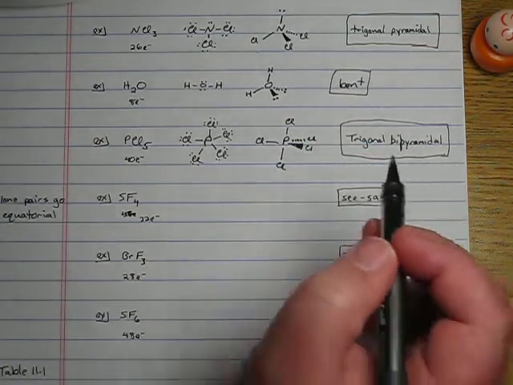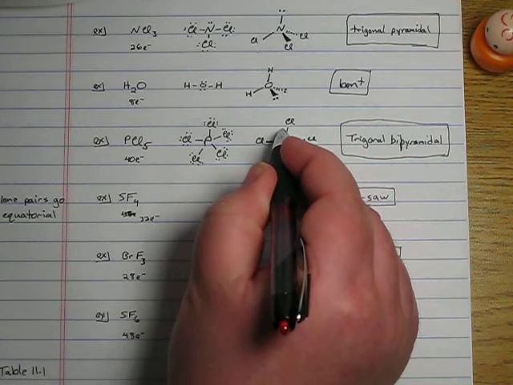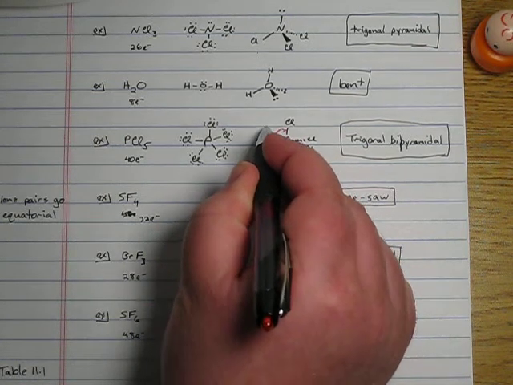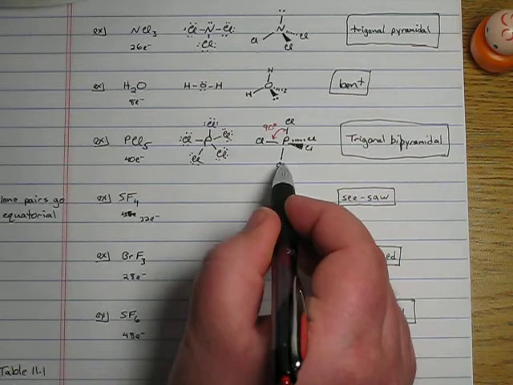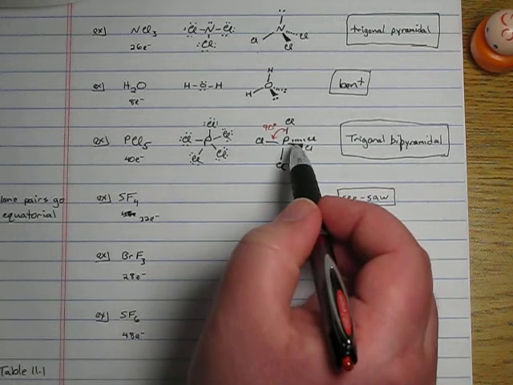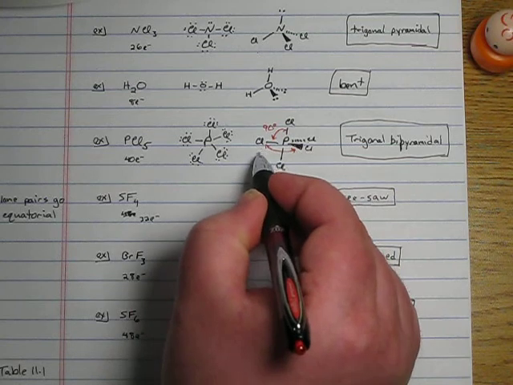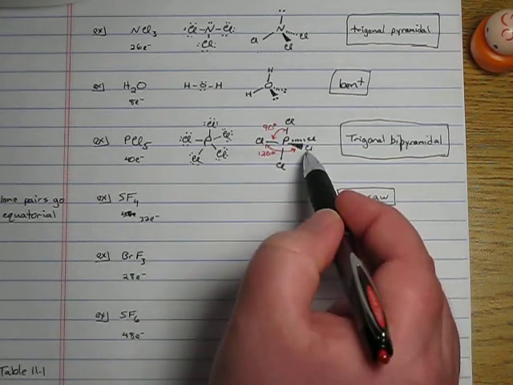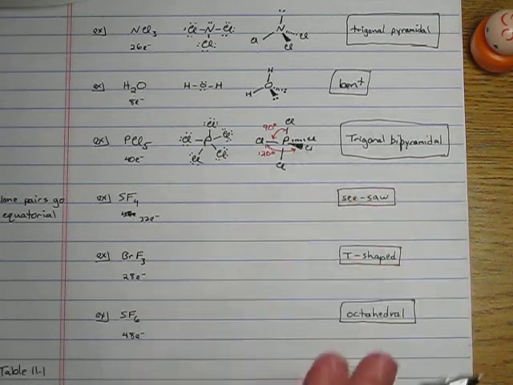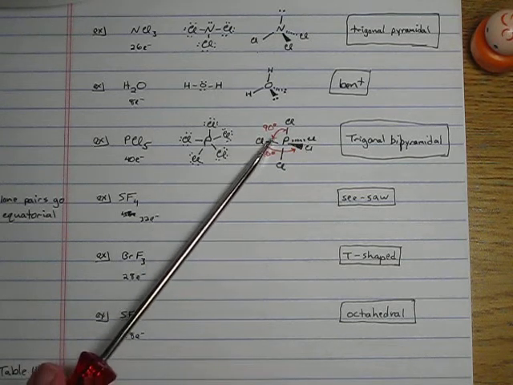Okay. Note if we look at the angles in this molecule, this chlorine-phosphorus-chlorine angle here is 90 degrees. Same as this one here. This is 180 degrees here. But these 3 chlorines are in a trigonal plane, so this chlorine-phosphorus-chlorine angle here is 120 degrees, as is this chlorine-phosphorus-chlorine angle here. That's also 120 degrees.